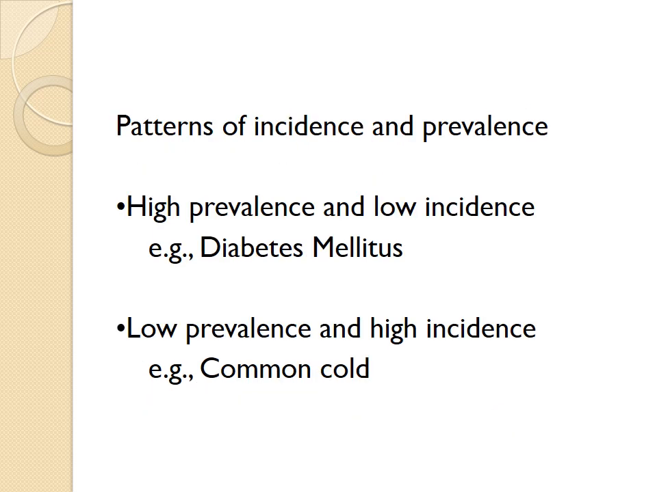So here I am giving you some examples which show the patterns of incidence and prevalence. There are some diseases which have high prevalence and low incidence, for example, diabetes mellitus. On the contrary, there are some diseases which have low prevalence but high incidence, for example, common cold or flu.